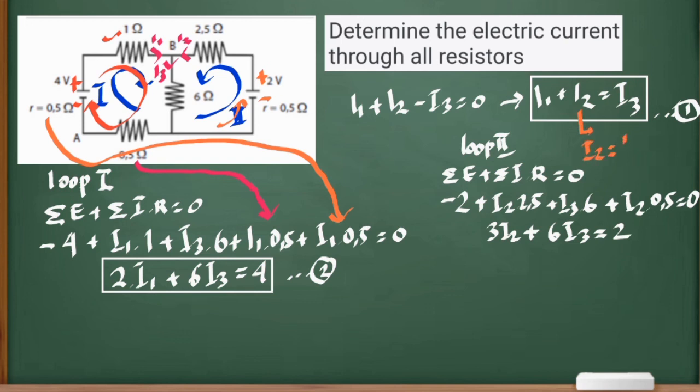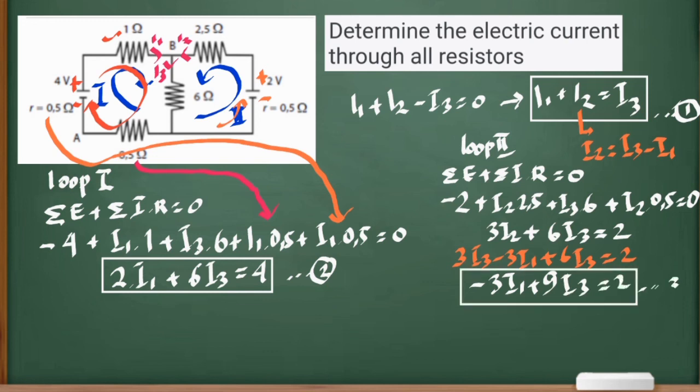Look at the first equation. I2 equals I3 minus I1. So 3 times I3 minus 3 times I1 plus 6 times I3 equals 2. Minus 3I1 plus 9 times I3 equals 2. This is the third equation. Now eliminate using the second equation and third equation.